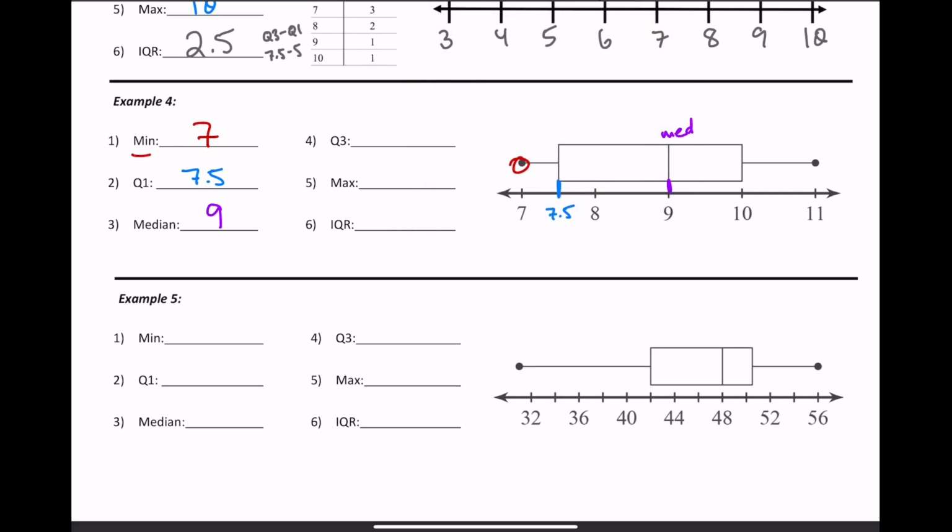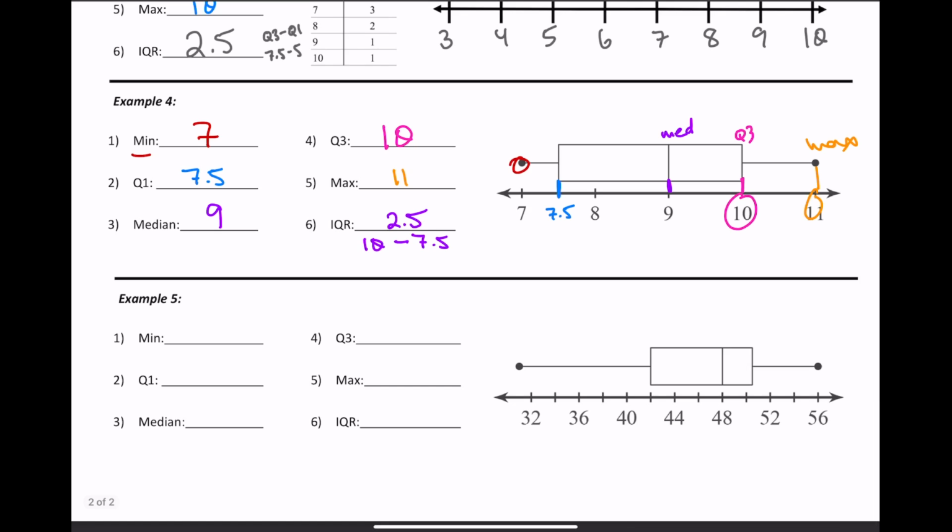And then we got, let's do pink. We haven't seen a pink in a while. All right, so this is my Q3, and this number is a 10. Very nice. And then that biggest number over there on the side, hiding out, is our maximum, which is an 11. The IQR, well, I can figure that out doing some math. Our Q3 was 10 minus our Q1, a 7.5, which gives us a 2.5 for our IQR. Wasn't that nice?